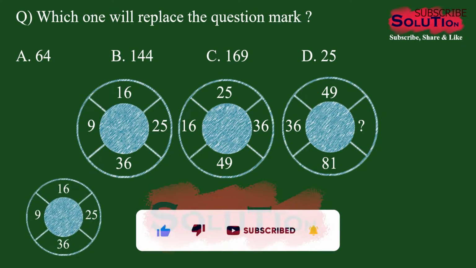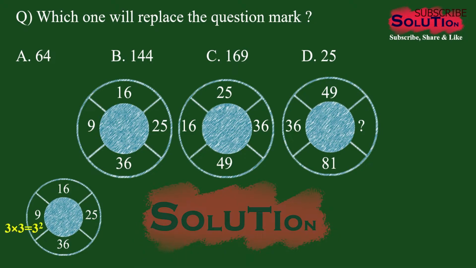In the first circle, the 9 can be written as 3 into 3, which can be written as 3 square. The 16 can be written as 4 into 4, 25 can be written as 5 into 5, and 36 can be written as 6 into 6. So it's like 3 into 3, 4 into 4, 5 into 5, 6 into 6. Serially, the numbers are increasing and all the numbers are multiplying themselves to create the number in that particular box.